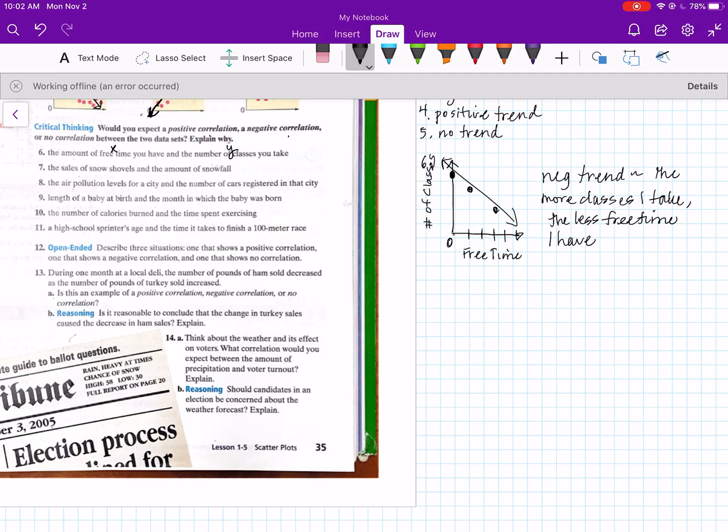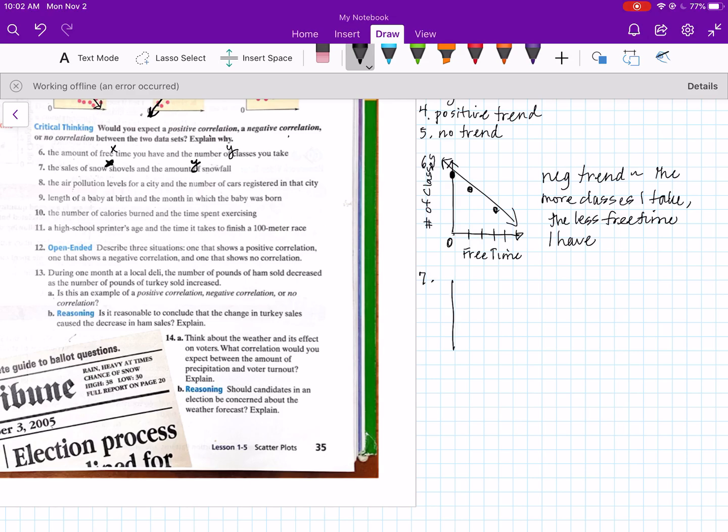Or maybe I might say the more free time I have, the less classes I take. So you could flip-flop that and have the same thing. All right, let's think about number 7. It says the sale of snow shovels and the amount of snowfall. So snow shovels is my X because that comes first. And the amount of snowfall is my Y because that comes next.